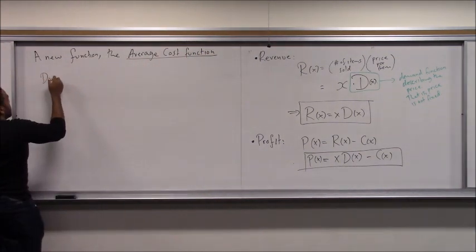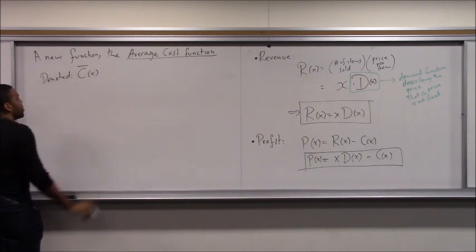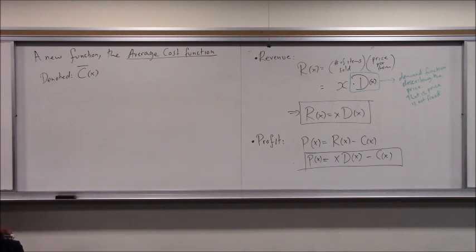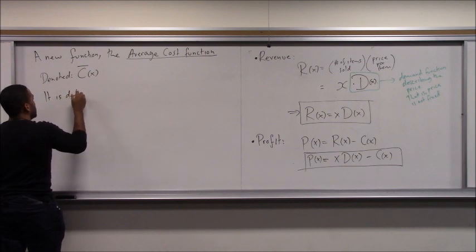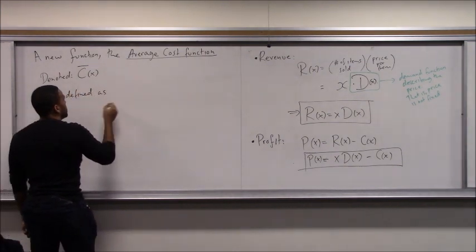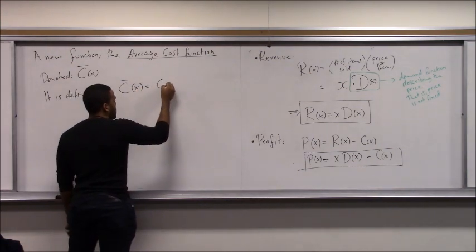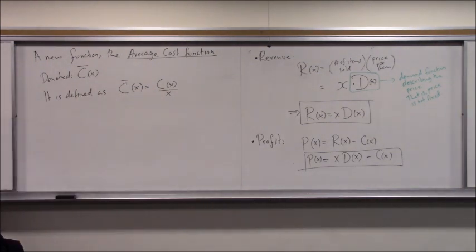This is denoted by c of x with a bar over it. That's kind of like a notation from statistics. Sometimes you put a bar over something to represent the mean of a certain variable. It is defined as, well, to find the average cost, what you do is you take the cost and divide it by the number of items sold. This tells you the cost on average. Just take an average, right?